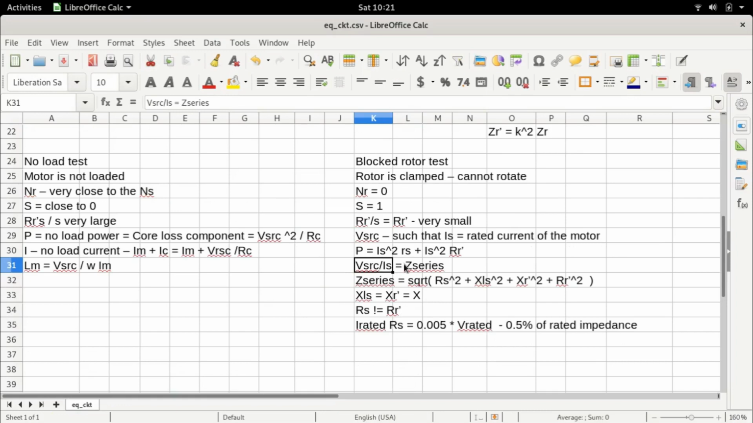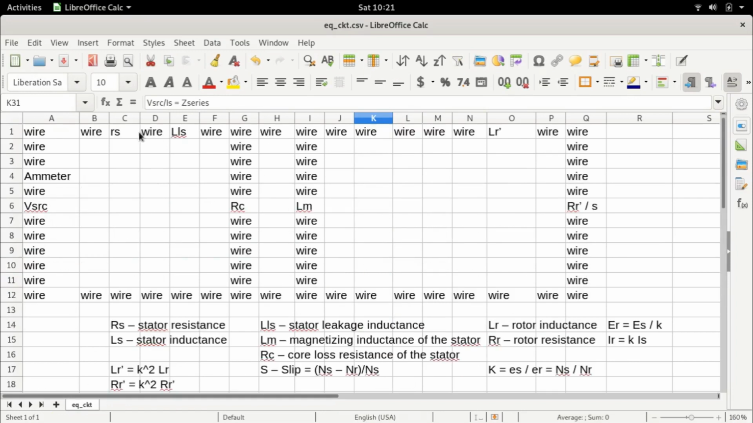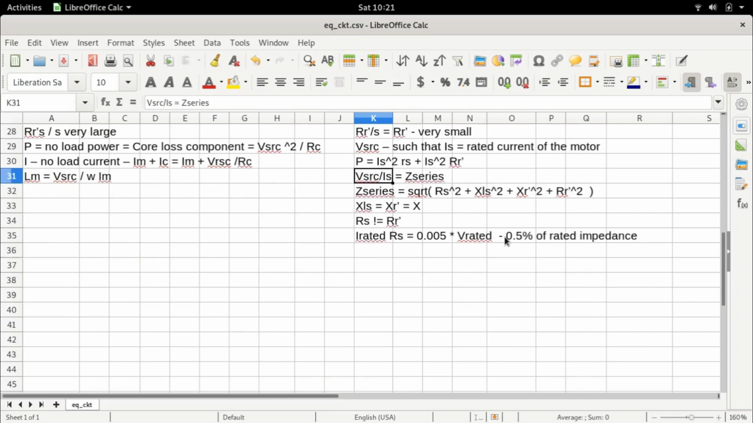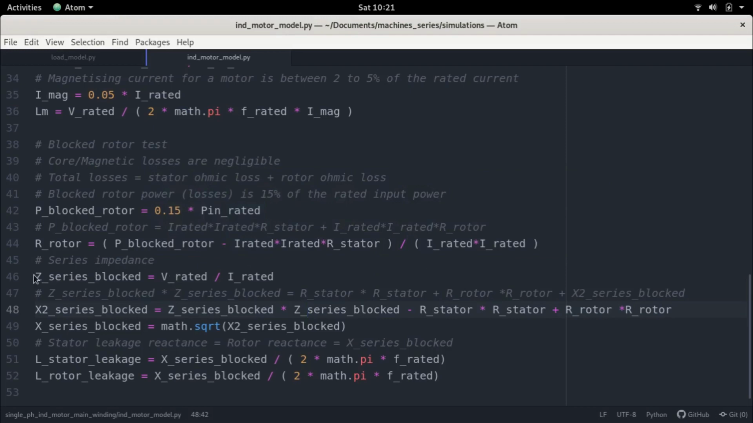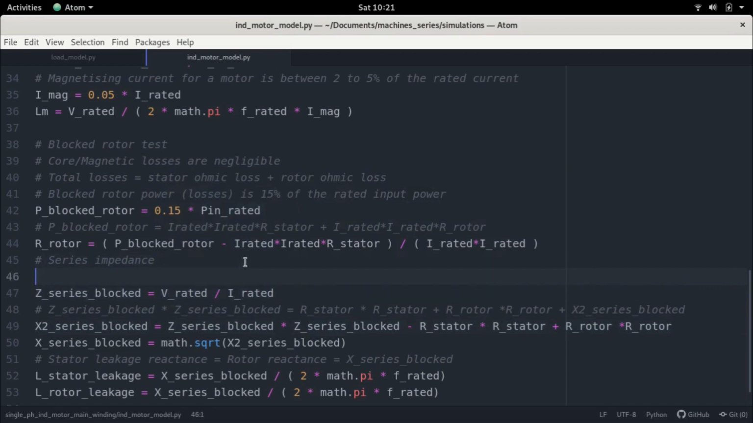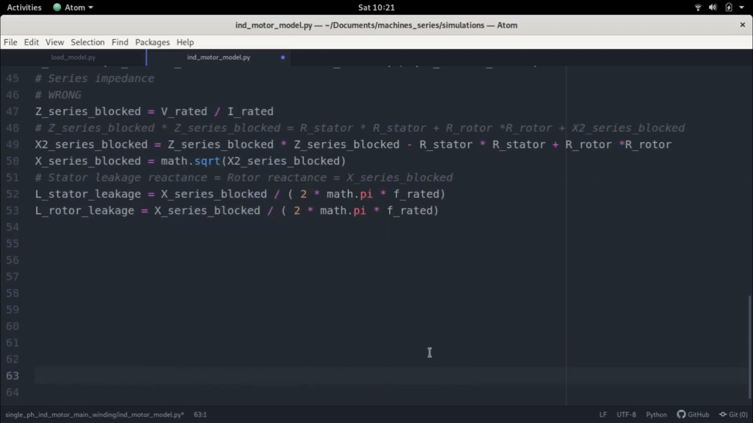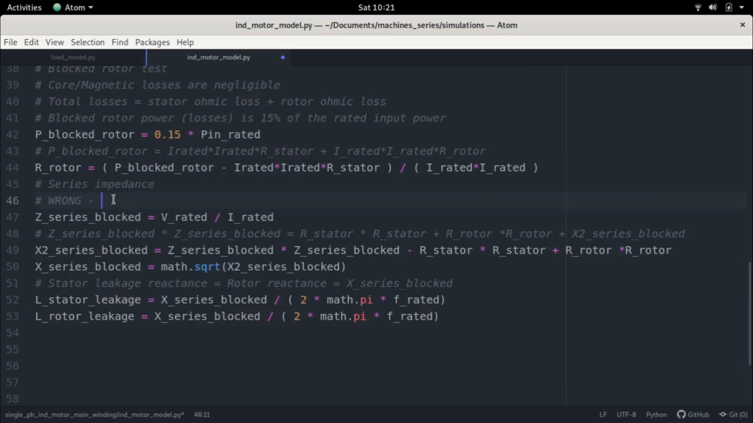We had calculated the impedance of this series path, because in a block rotor test we are assuming the parallel branches do not exist, and therefore this series impedance is equal to the voltage applied divided by the rated current. Now with respect to this, I realized that I made a mistake. For example, I had coded this as the rated voltage. This is blatantly wrong, because as I said, in the block rotor test you do not apply any voltage close to the rated voltage.